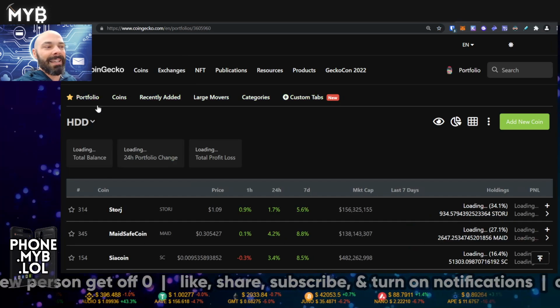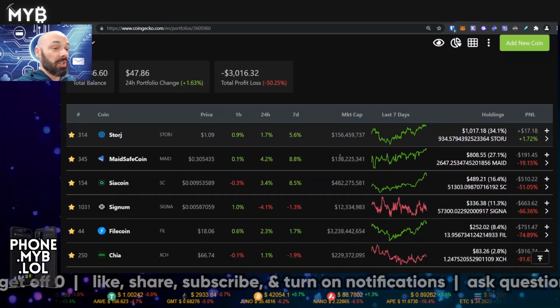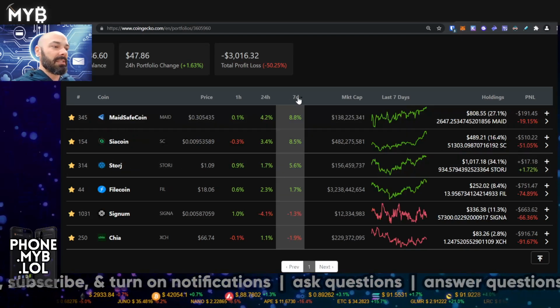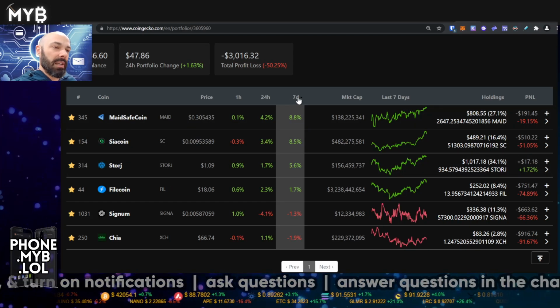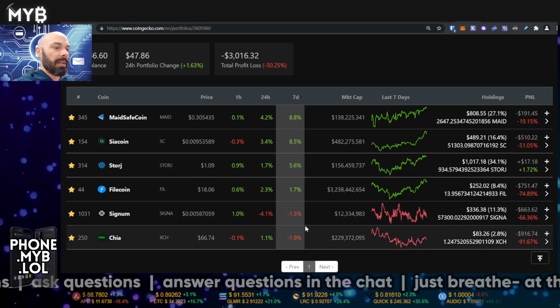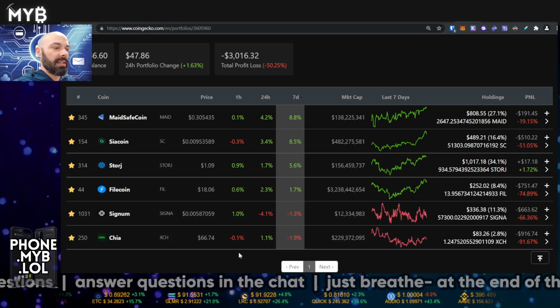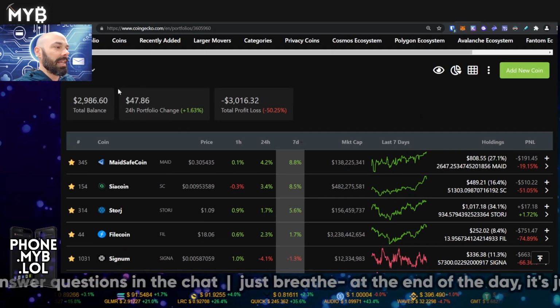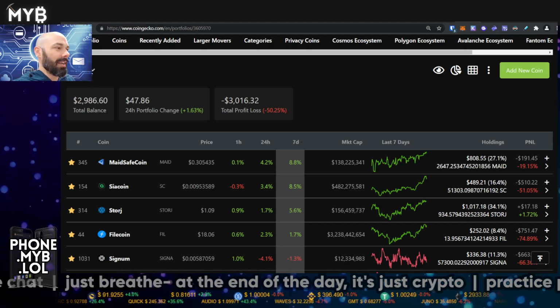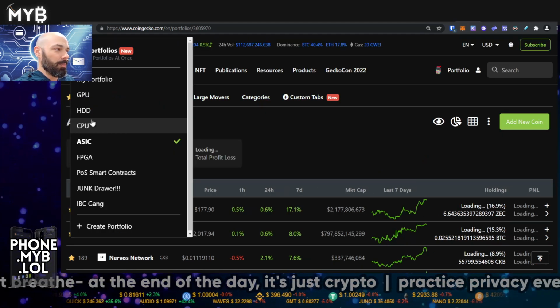Hard drive mining, guys, our portfolio also looks like storage is back in the money by the tiniest little bit. 7-day change, though. MaidSafe coin has come up. Sia coin has come up. Storage has come up. Filecoin has come up. But Chia just keeps getting dumped on $66 without returning to profitability fast enough. I think I just jumped over our CPU mining portfolio.